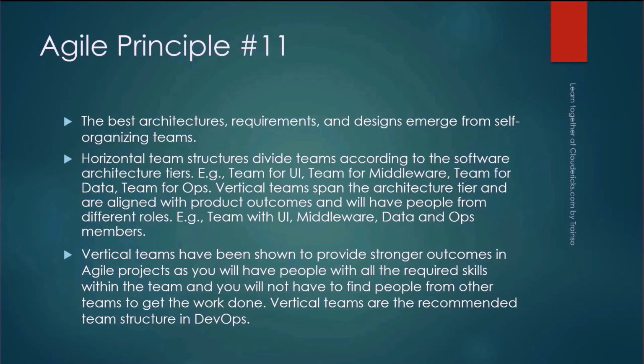Vertical teams have been shown to provide stronger outcomes in agile projects, as you will have people with all the required skills within the team, and you will not have to find people from other teams to get the work done. Vertical teams are the recommended team structure in DevOps.